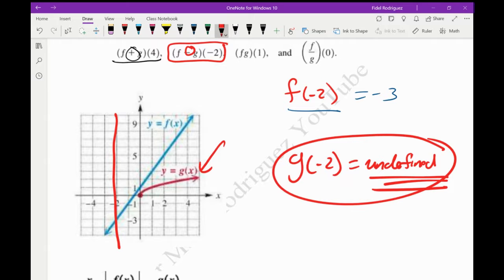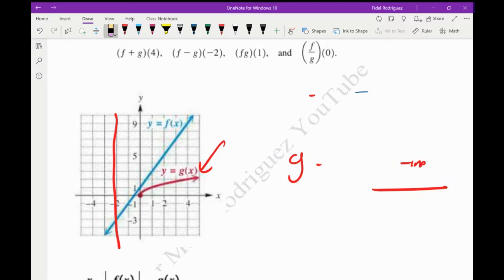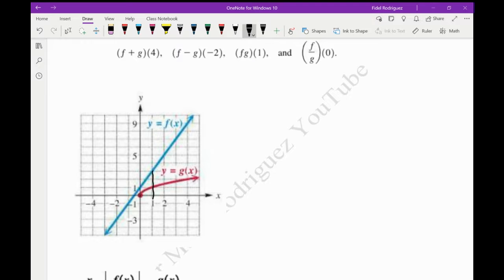Let me ask you a question. Could we do this at 1? Look at the next one, part C. Could we do this at the value for 1? So here's 1. If I go up, what number would that be for f of 1?